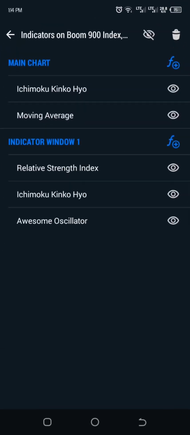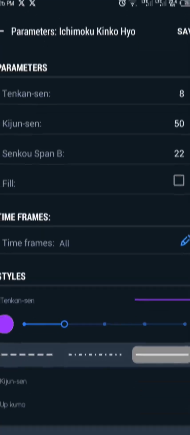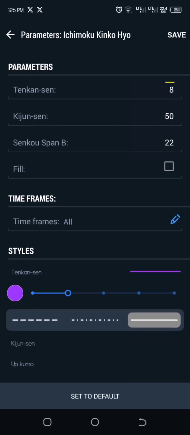Now to the next indicator, which is the Ichimoku. The way I set this up, we click on this indicator window 1 F plus. We search for Ichimoku, and these are the parameters. The periods are 8, 50 and 22, and we only need the indication line style. So click on save, and that's the Ichimoku settings.